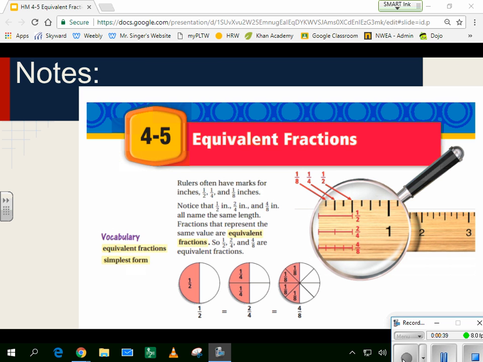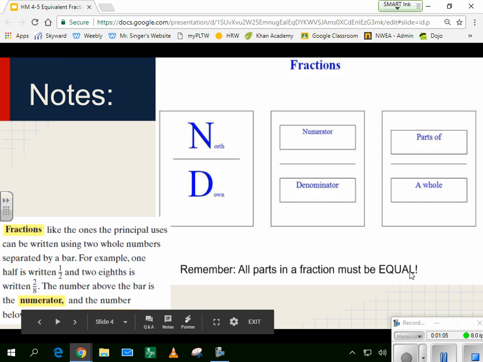So we're going to be looking at equivalent fractions in this unit. And I know we've used rulers before. Rulers often have these little marks, these little lines between 0 and 1 inch, 1 to 2 inches, 2 to 3 inches, and so on. All those little dashes are fractions of a whole. So they're parts of a whole. Let's review quickly what we mean by parts of a whole.